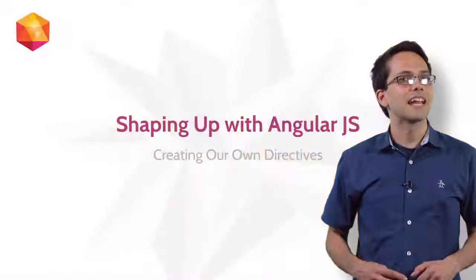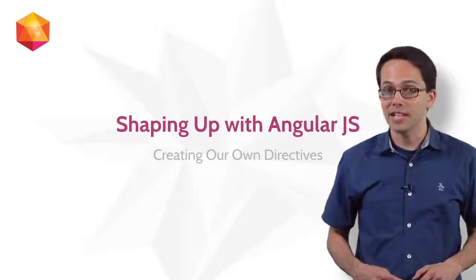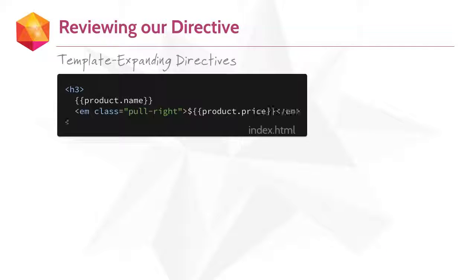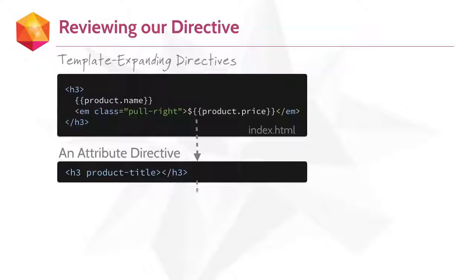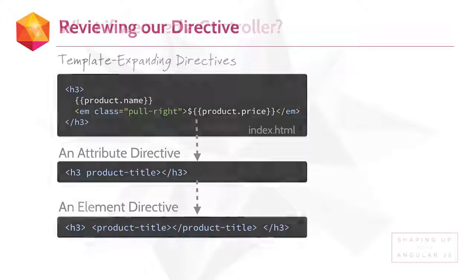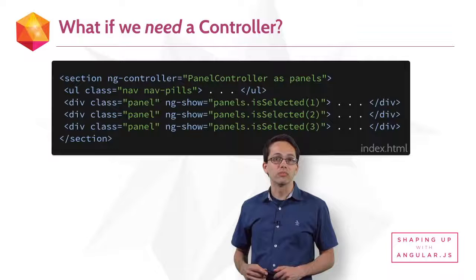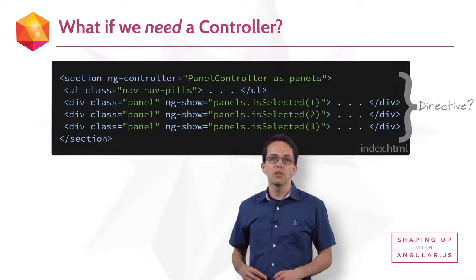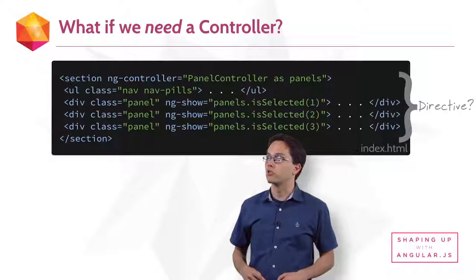In this section, we're going to add another directive, and this time attach a controller to it. So in our previous section, we had this HTML we encapsulated into an attribute directive and an element directive. Here's some additional code that we can encapsulate into a directive, but you'll notice it also has a controller. So let's change this into a directive and then figure out how to add the controller.